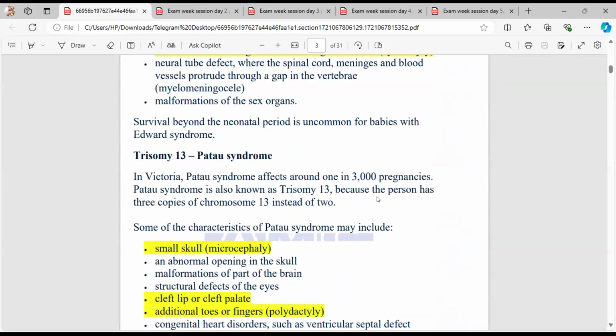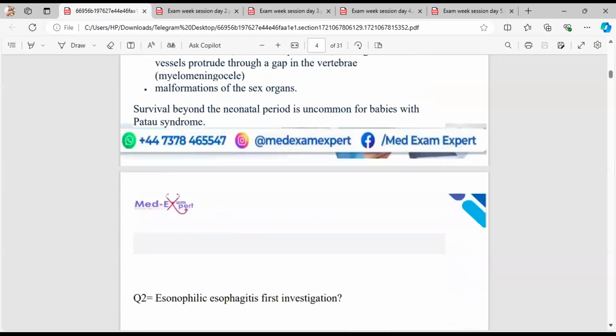I already showed you in the explanation that Patau syndrome is also known as trisomy 13 because the person has 3 copies of the chromosome instead of 2. So if instead of Patau syndrome they give you the option trisomy 13, then mark trisomy 13. So let's move to the next question.